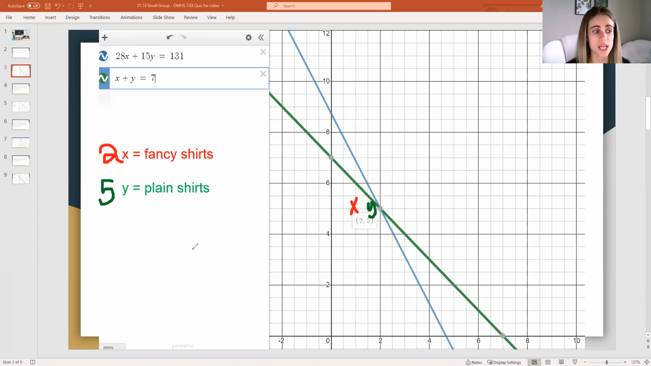And that right there is the only combination that matches both equations. That's the only combination of plain and fancy shirts that equals $131 and also having bought 7 total shirts. Any other combination does not work. All right, now let's go to the next example.